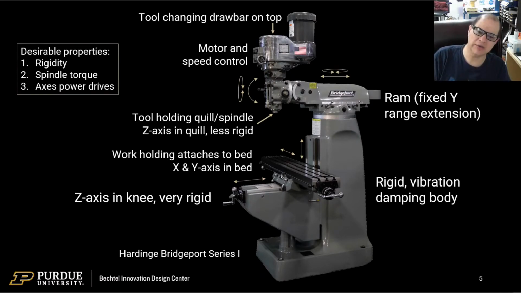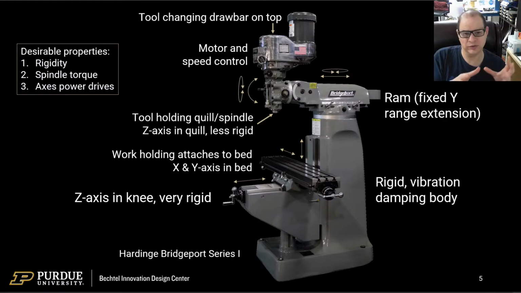And lastly, one of the other things that is not in this diagram is power drive on the axes. And manual mills absolutely come with power drives, and they have for centuries as well. But basically, the ability to move material under the cutter or through the cutter at a consistent rate is hugely important. So now we've established what our desirable properties are, let's look at this Bridgeport Series 1.